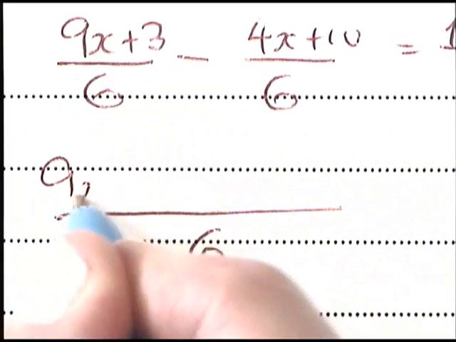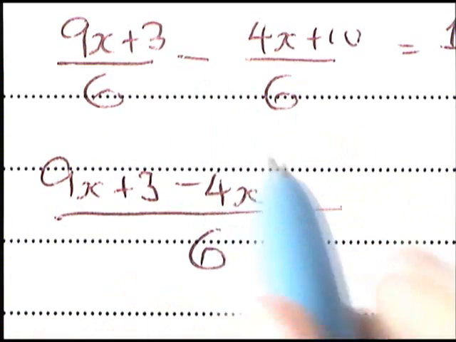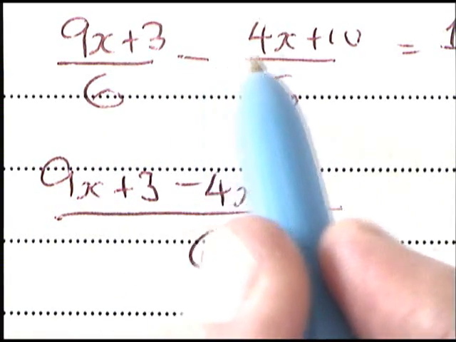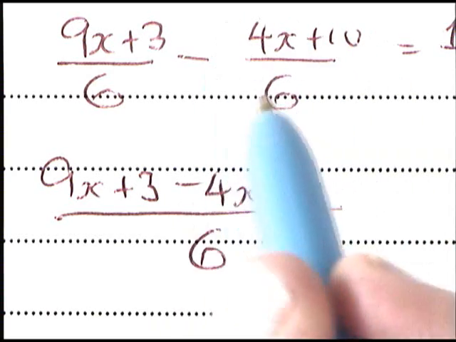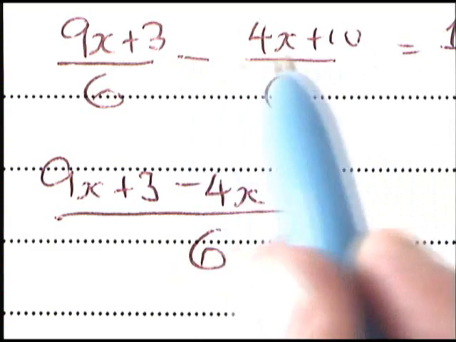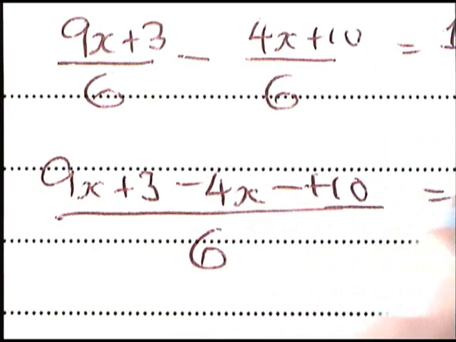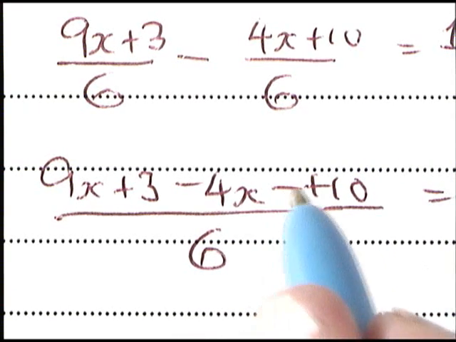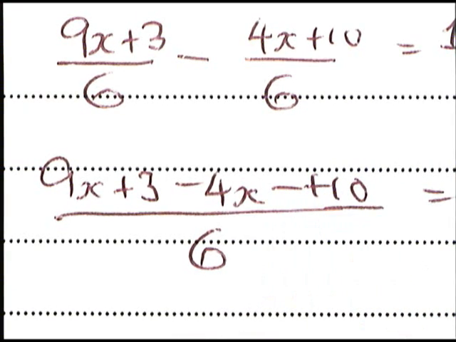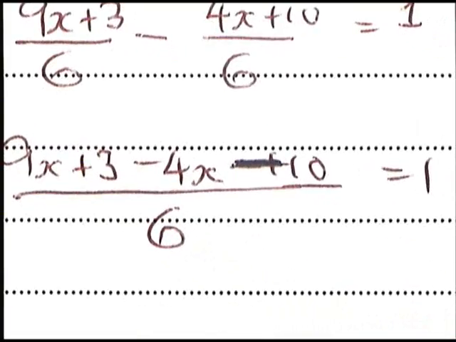I've got 9x plus 3 minus 4x. Now you need to be careful. That minus needs to go in front of every bit in this. It's like it's in a bracket. You have to think of fractions as being like in brackets here. So it's minus plus 10. And that equals 1. Now that minus plus, a minus sign and a plus sign together make a minus. So I can change that to just a minus sign.